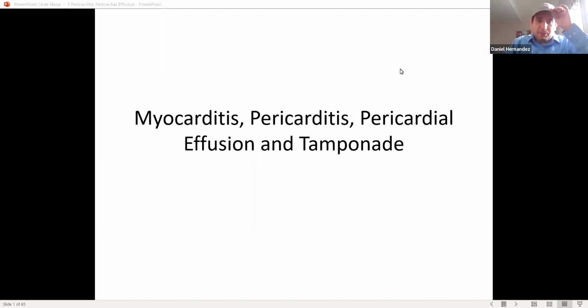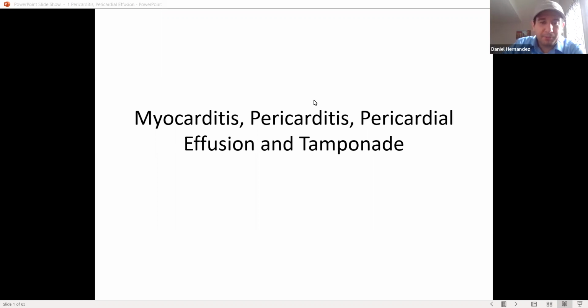So this week we're going to talk a little bit about pericardial diseases, namely pericardial effusions and tamponade, as well as pericarditis and myocarditis. So inflammation of the pericardium, inflammation of the myocardium.